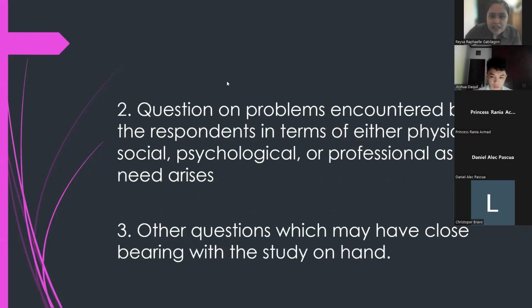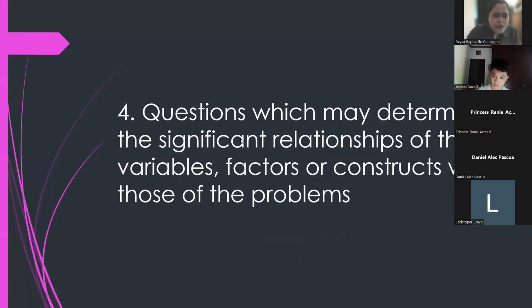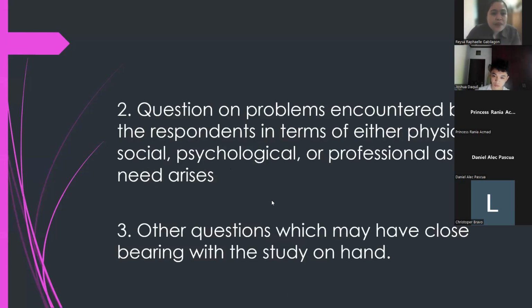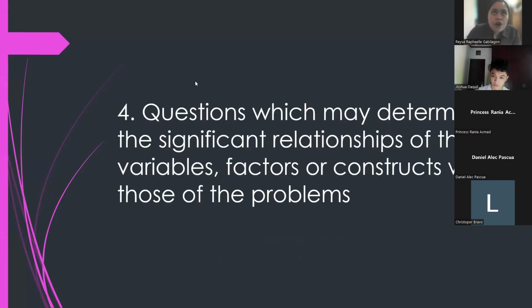That will be followed by questions that establish the problems encountered by your respondents, either physically, mentally, psychologically, or professionally, depending on your study, and other questions that have close bearing on the study at hand. For most quantitative studies, everything ends with a question about the significant difference, or if not, the significant relationship between variables. This will be the last question.